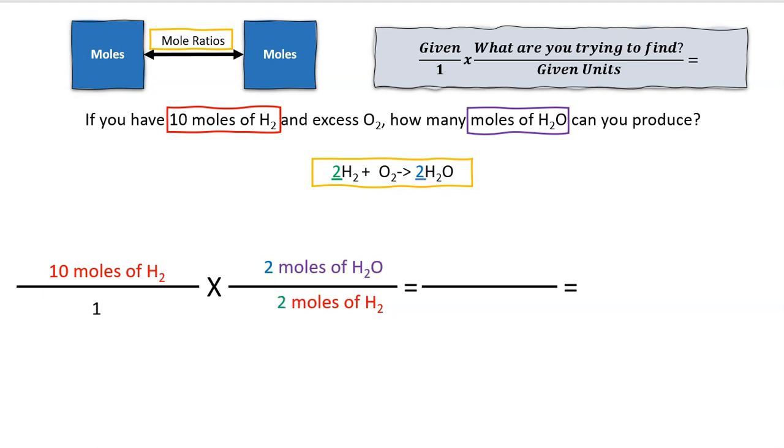Then I have to multiply everything on top, so I do 10 times 2. 10 times 2 is 20. Next, I'm going to multiply everything on bottom, 1 times 2, and I get 2. Then I solve this by dividing, and I get 10.